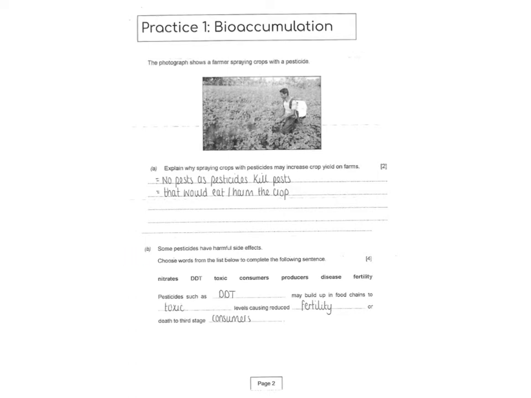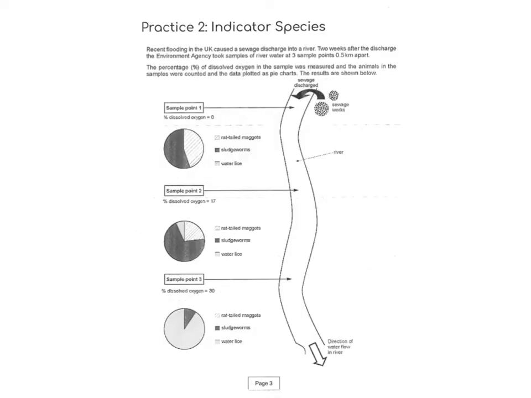Second question then, some species have harmful side effects. Choose words from the list below to complete the following sentence. So pesticides such as DDT may build up in food chains to toxic levels, causing reduced fertility or death to third stage consumers.